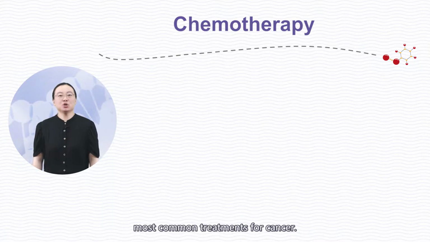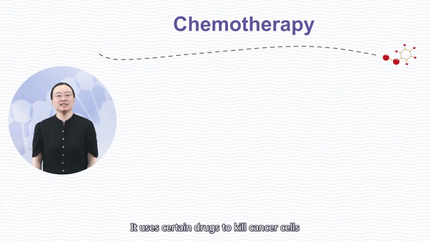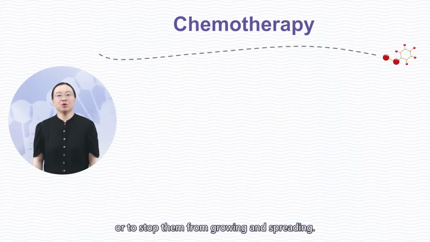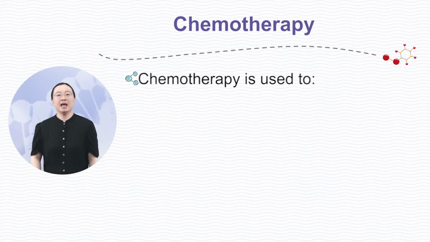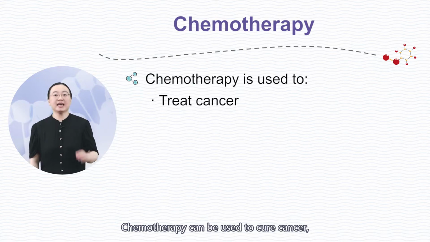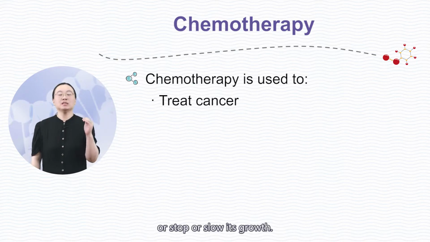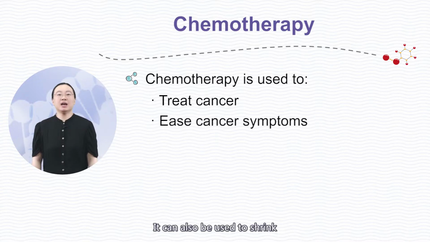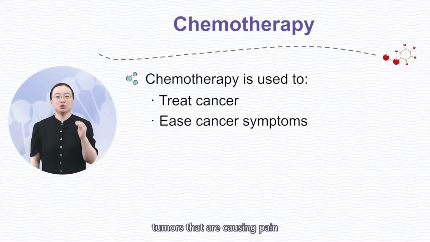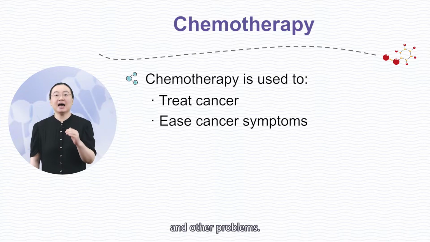Chemotherapy is one of the most common treatments for cancer. It uses certain drugs to kill cancer cells or to stop them from growing and spreading. Chemotherapy can be used to cure cancer, lessen the chance it will return, or stop or slow its growth. It can also be used to shrink tumors that are causing pain and other problems.